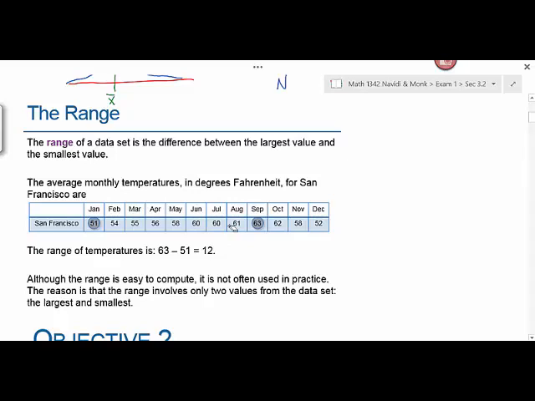We don't do a whole lot with the range other than use it maybe as a descriptive statistic if we're reporting information about data, because it's very sensitive to outliers. One outlier, an extremely large or an extremely small value, will greatly affect the range.